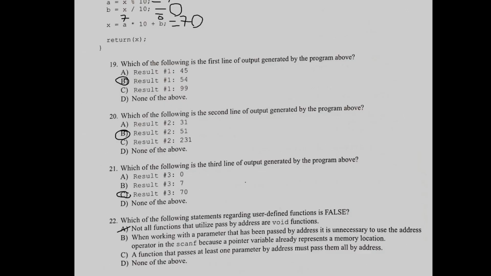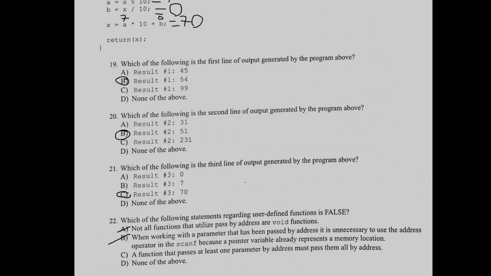B, when working with a parameter that has been passed by address, it is unnecessary to use the address operator in the scanf because a pointer variable already represents a memory location. That is true. You have a memory address, so you don't have to use the address operator because it's already in an address form.